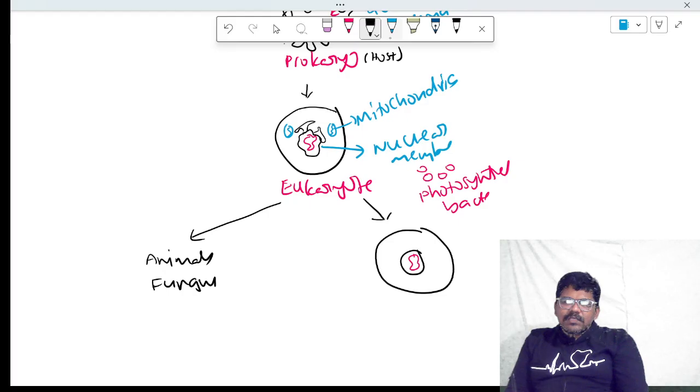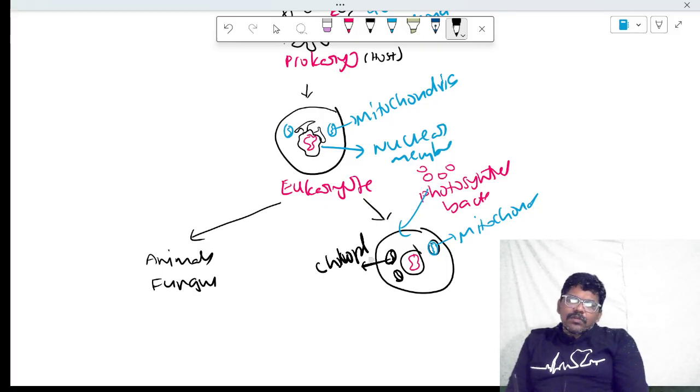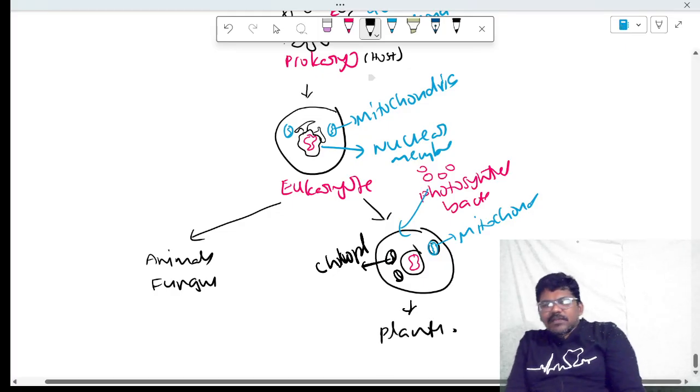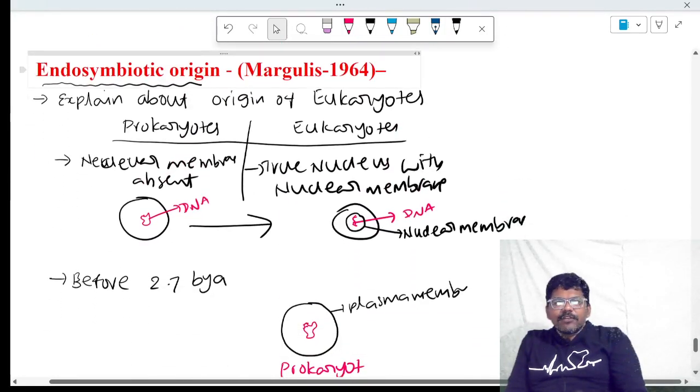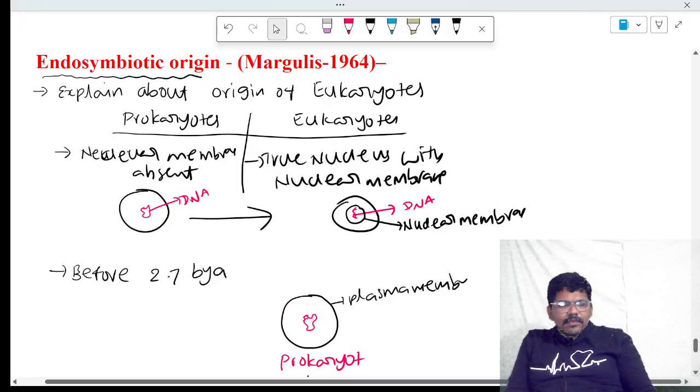Here, this is the eukaryotic cell, and at the start we have seen the formation of mitochondria. This is the mitochondria. Later, the photosynthetic bacteria entered the cell and was converted into chloroplast. The eukaryotic cell which contains both chloroplast and mitochondria leads to the formation of plants. Plant cells are evolved. That is the formation of eukaryotes from prokaryotes by the endosymbiotic theory. Thank you.